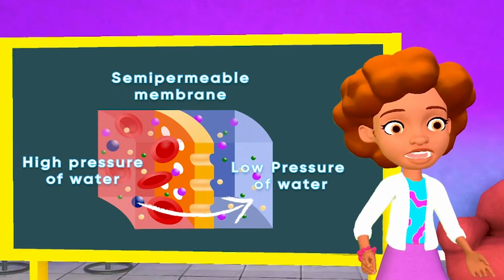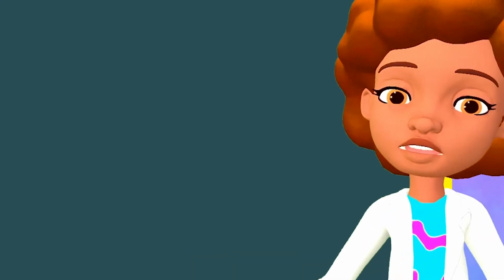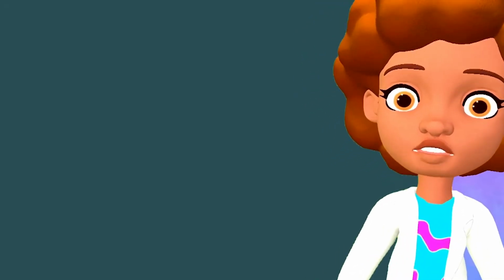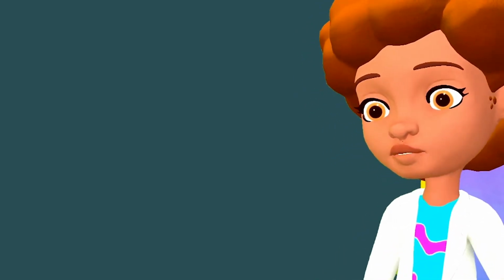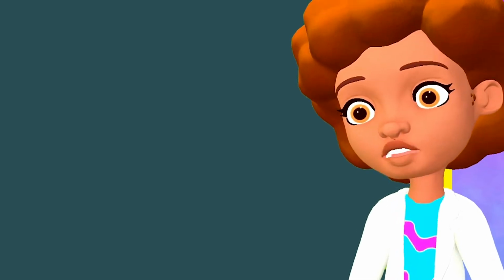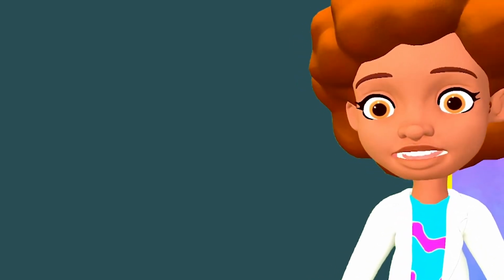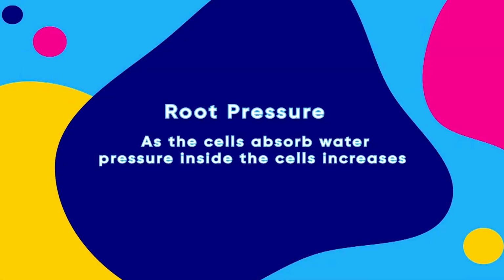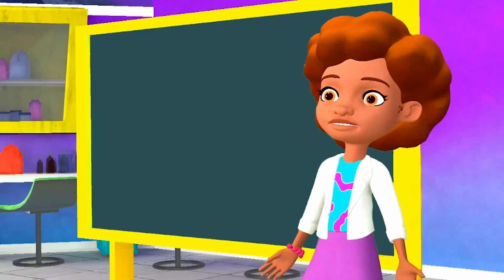As water enters the cells of the root hairs using osmosis, the number of water molecules in the cells increases. All these water molecules need a place to go, and they move around and push against the cell walls. This is called root pressure. As the cells absorb more water, the pressure inside the cells increases. So how do plant cells not burst from all of that water?